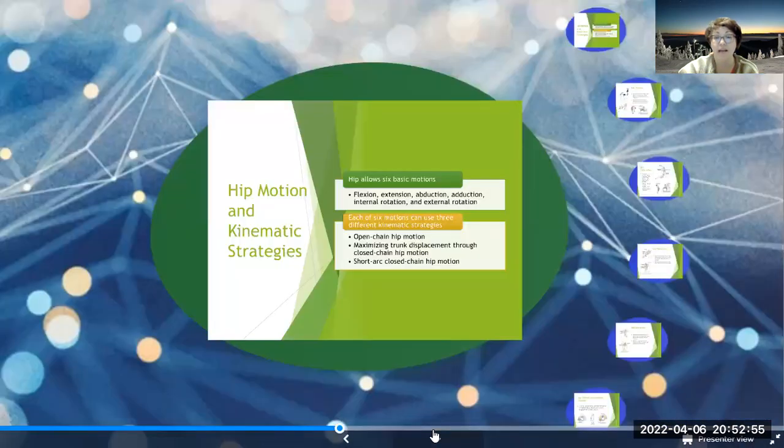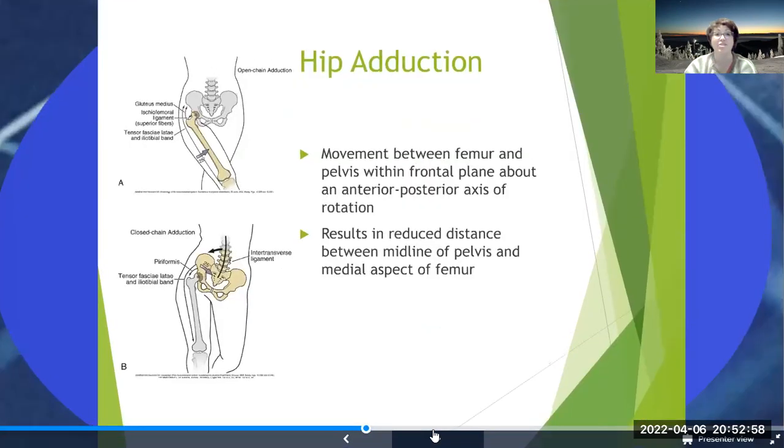Okay, so we have hip abduction, we have to have hip adduction. So hip adduction is the movement between the femur and the pelvis in the frontal plane with an anterior posterior axis, just the same as abduction. Adduction results in reduced distance between the midline of the pelvis and the medial aspect of the femur. So muscles that perform adduction are going to run medially to the anterior posterior axis going through the hip.